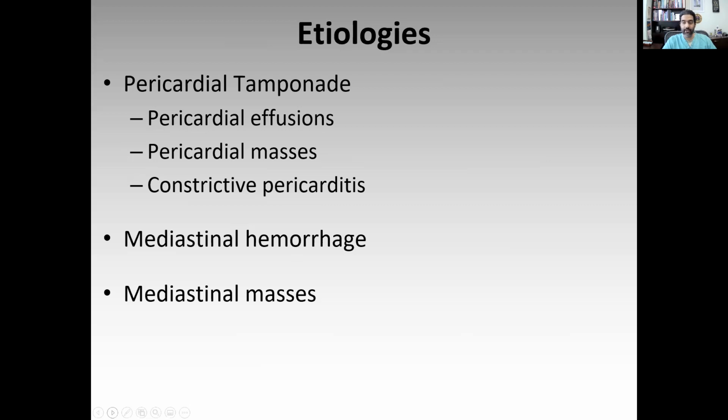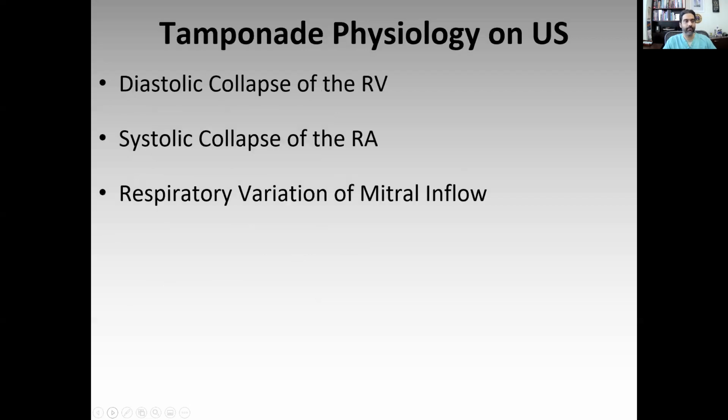So mediastinal hemorrhage, especially if you take care of post-sternotomy patients in the ICU, mediastinal hemorrhage leading to tamponade is a dreaded diagnosis, but one that you need to make. And it's not a pericardial issue, it's a mediastinal issue. Similarly, masses in the mediastinum, especially those that are relatively fast growing, can cause tamponade as well. So really anything around the heart can cause external compression and lead to impaired filling and tamponade physiology.